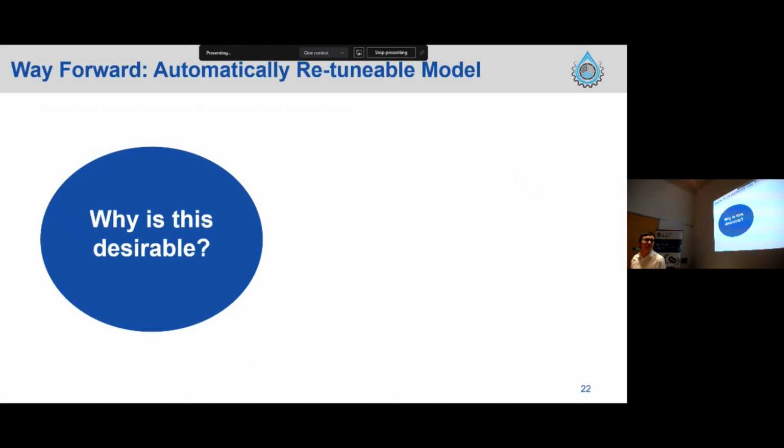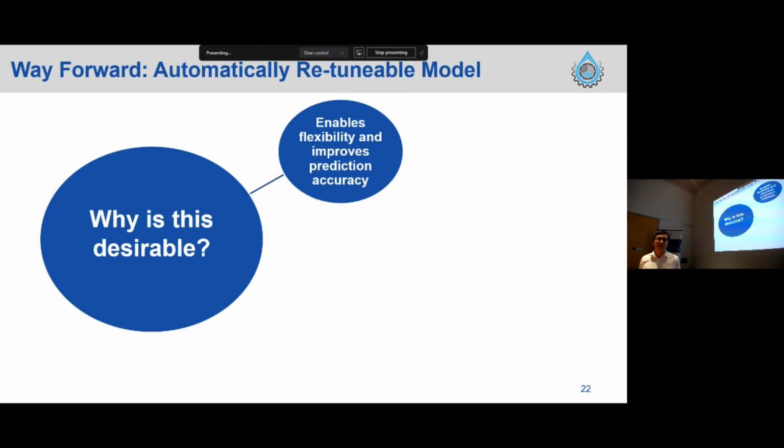So now I want to look at the way forward, which is discussing this concept of an automatically re-tuneable model. So why is this desirable? So firstly, it enables flexibility and it improves prediction accuracy. The main idea is that rather than tuning your parameters to all of the experimental data available, you tune your parameters to specific subsets, namely you tune them to comparable systems only. So let's say you're looking at a multi-component system with a high amount of carbon dioxide, and you have an expected pressure temperature range, then you tune only to experimental data relevant to that composition and that pressure temperature range.